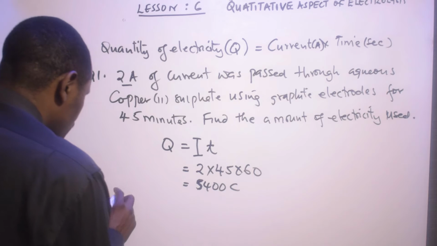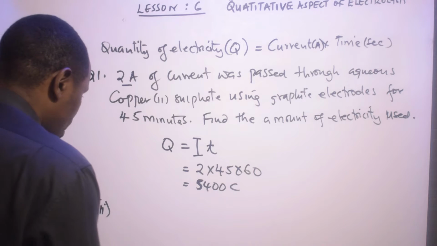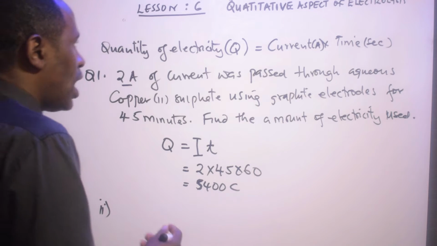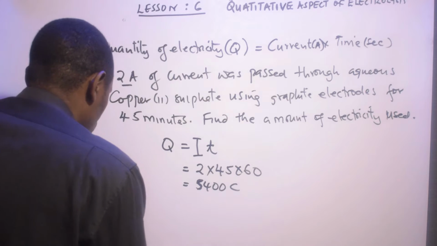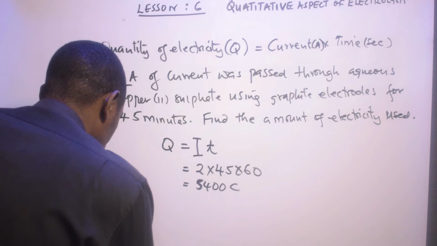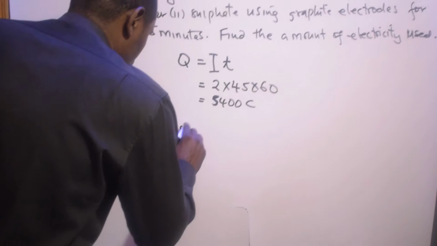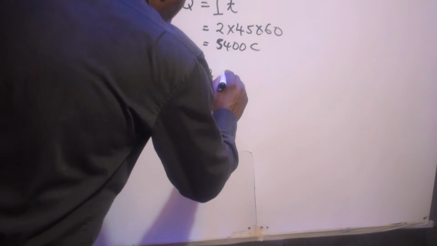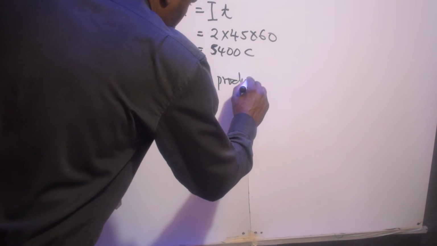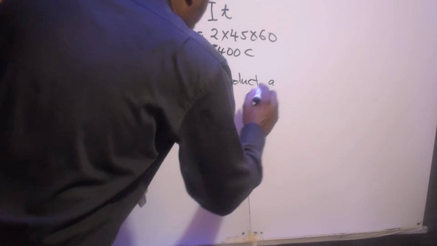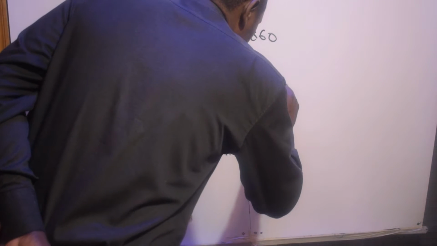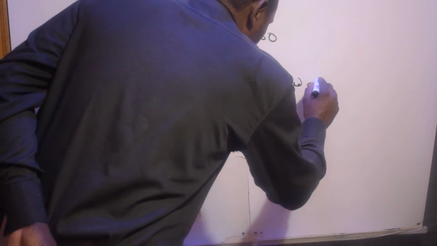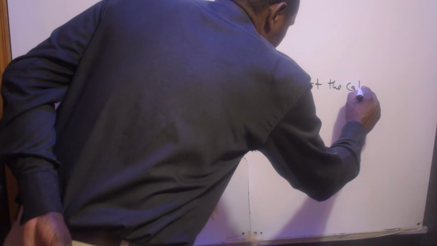Now suppose in my second question we try and work out the mass of product formed at the cathode.